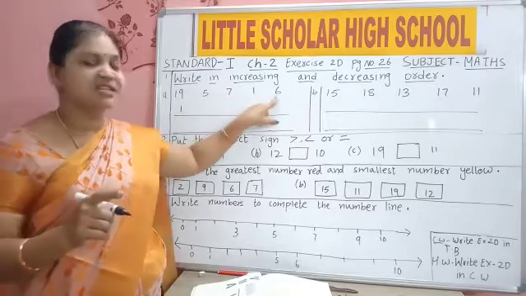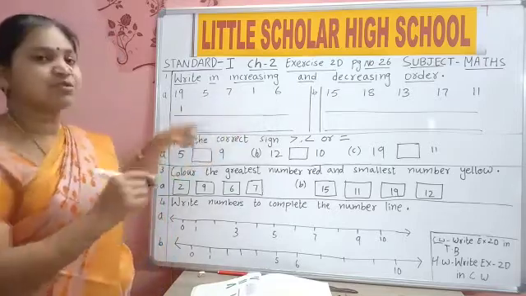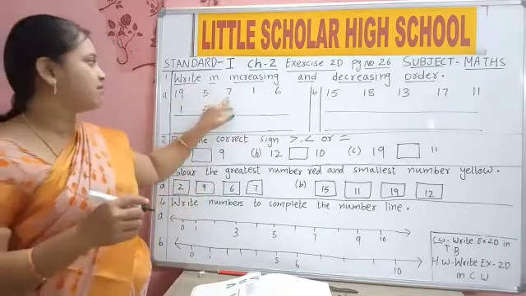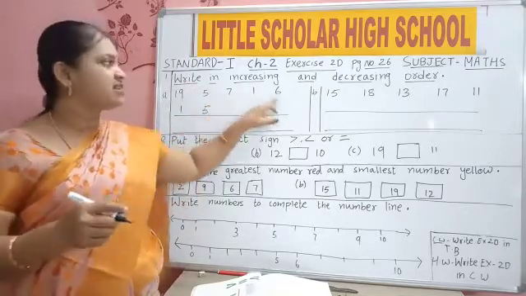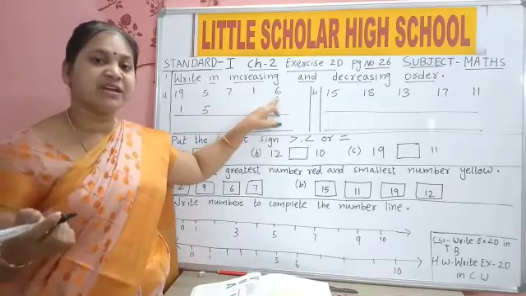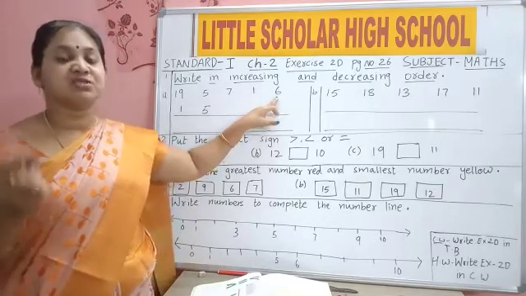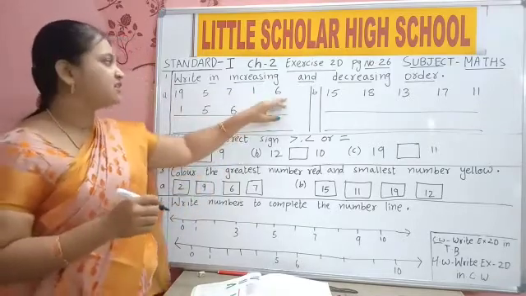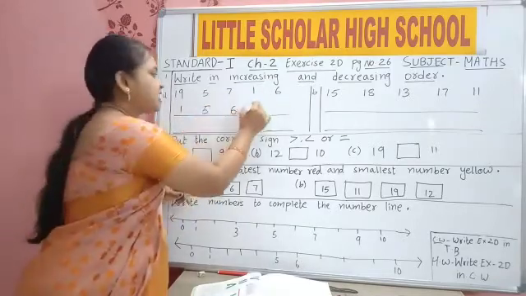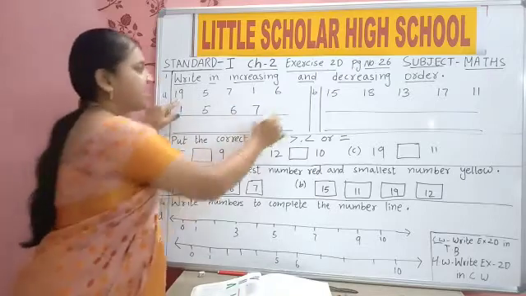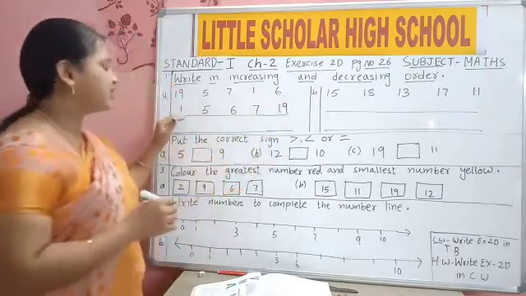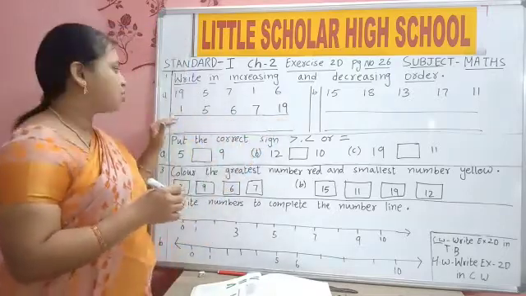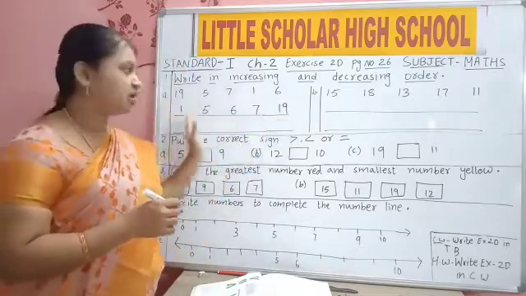5, 7, 6. In this, which is the smallest? 5 is the smallest number, so we will write 5. Now 5 is also completed. We have 7 and 6. Among these, which number comes first when you are writing numbers? 6 will come first, so 6 is the smaller number. After 6, 7. Now 19 at last, the greatest number. This is increasing order, arranging the numbers from smaller to greater.